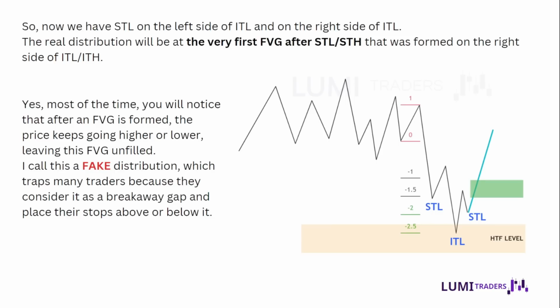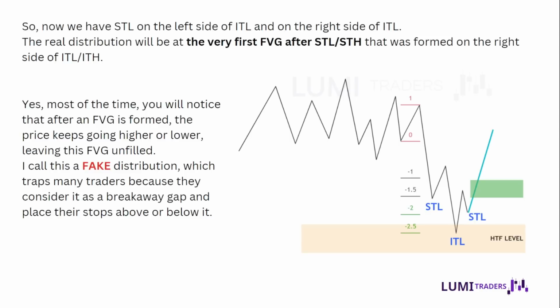So now we have a short-term low on the left side of the intermediate-term low and on the right side of the intermediate-term low. The real distribution will be the very first fair value gap after the short-term low or short-term high that was formed on the right side of the intermediate-term low or intermediate-term high. Yes, most of the time you will notice that after the fair value gap, after the short-term low was formed, the price keeps going higher or lower depending on the direction, leaving this fair value gap unfilled, basically open.